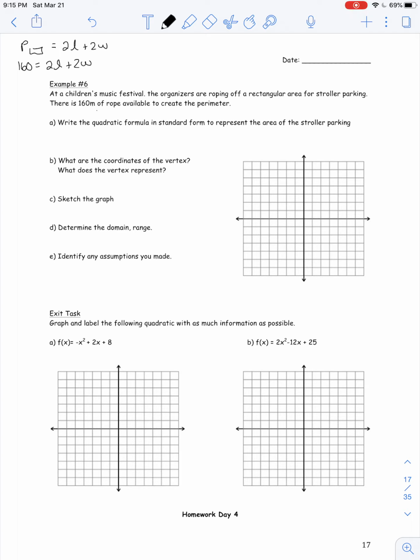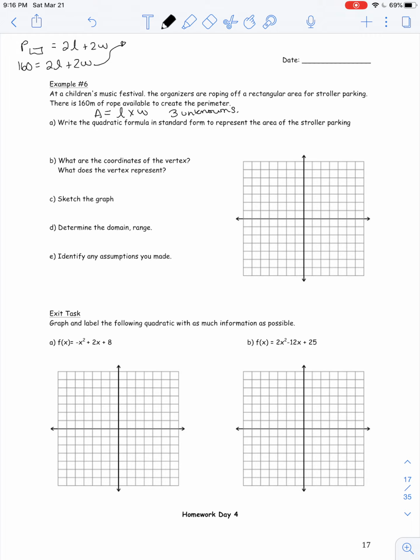What they want is an equation for area though. Area of a rectangle is length times width. Now, the reason they give us all this information is because we have 3 unknowns. Normally when we have quadratics, we only have 2 unknowns, which is x and y, because those are coordinates. We cannot have 3 unknowns. So that's why they gave us this. We're going to have to solve for one of the variables and actually substitute that into our equation.